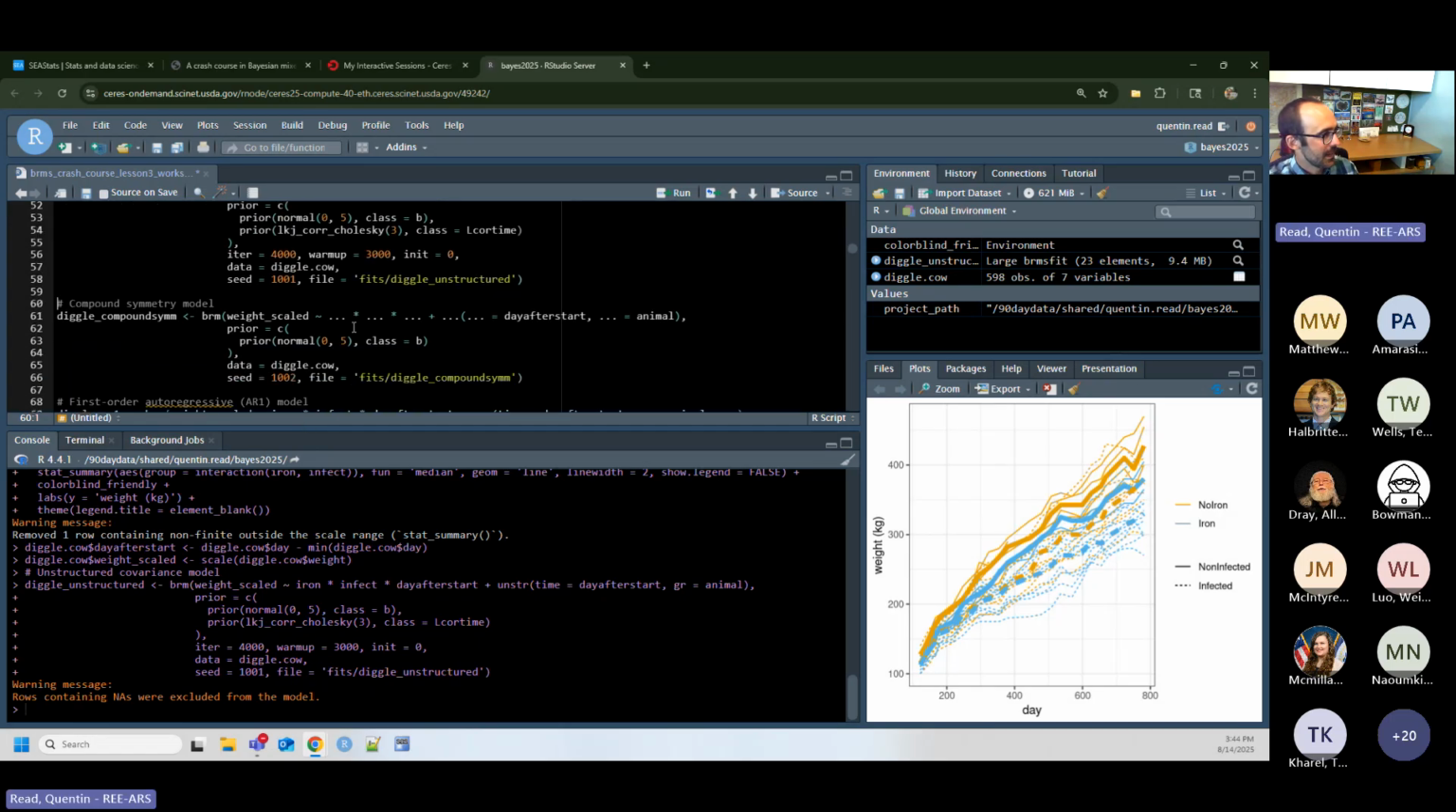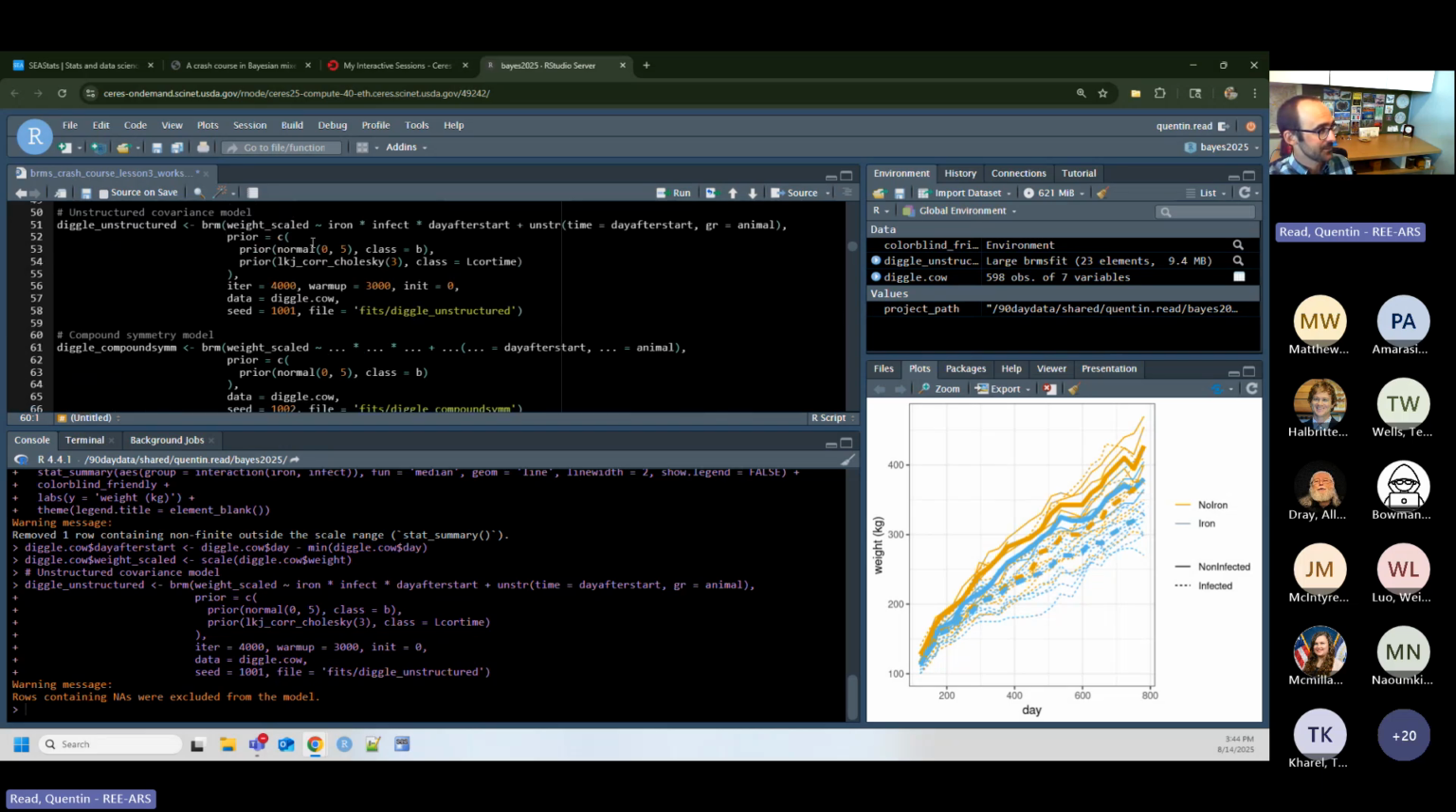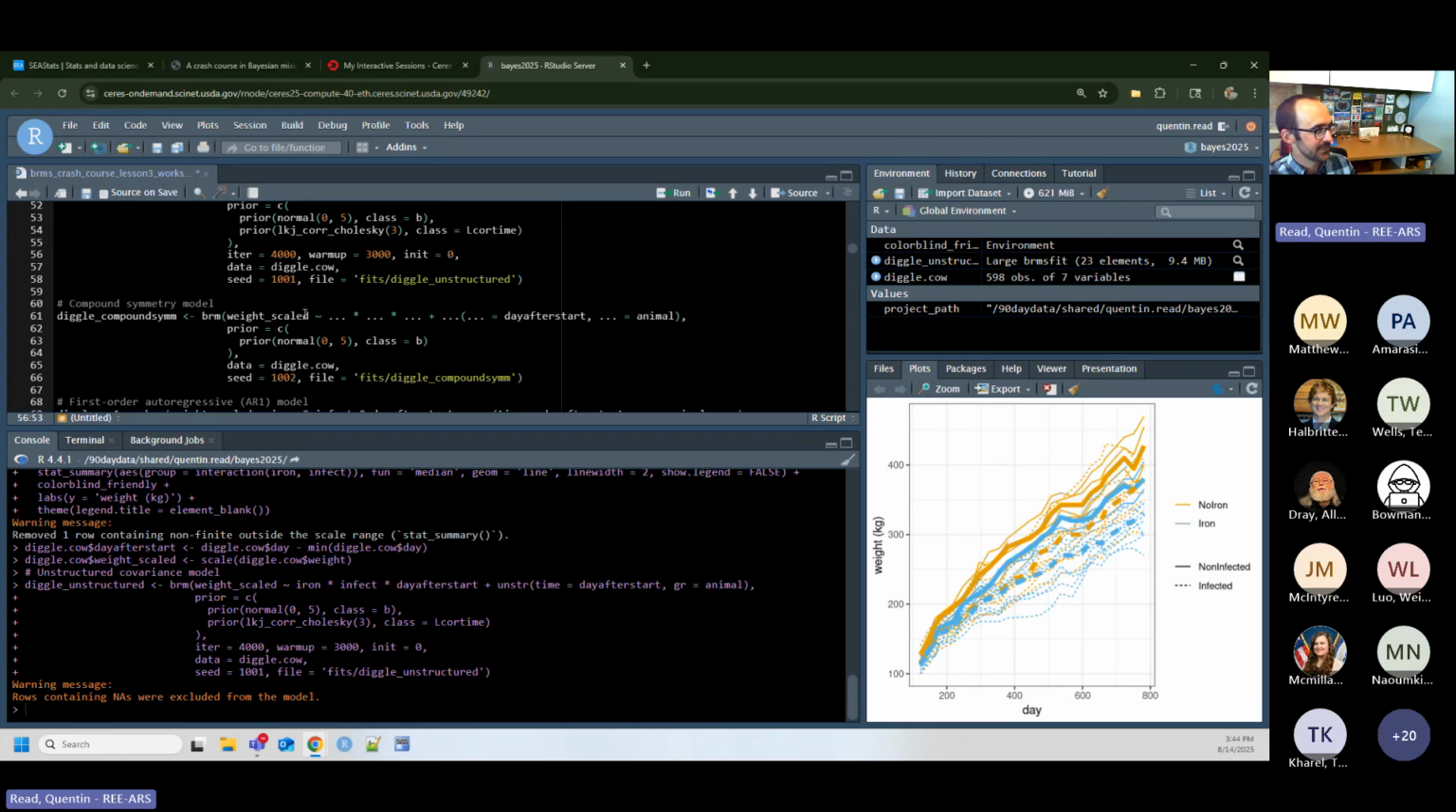So before I look at the output of the unstructured model, I'm going to go ahead and fit the other two because they're very similar. We're going to use the same iron * infect * day after start. The only difference is instead of UNSTR, we're going to use COSY for compound symmetry, the same time and same group variable. And oh yeah, I had to add extra warm-up iterations as well. That was another thing I had to do to get this unstructured model, which is way over parameterized, to converge. But I didn't need to do that for these other ones because they're more appropriate for the data that we have. I hardly ever would use unstructured covariance in real life.